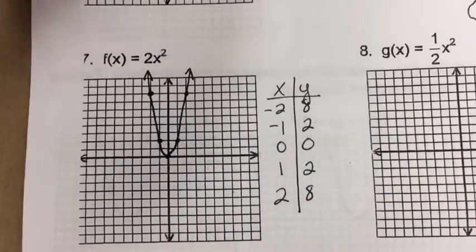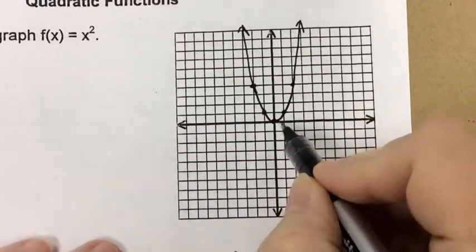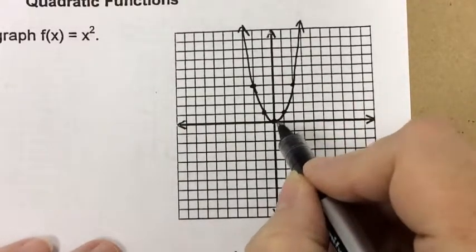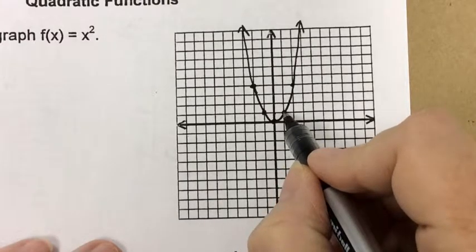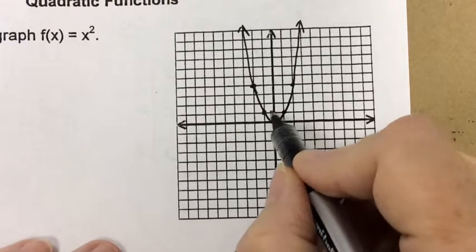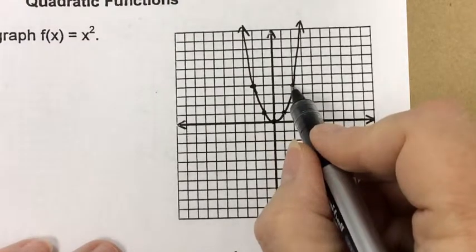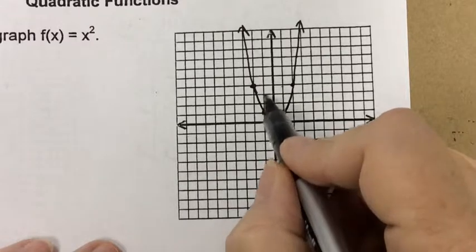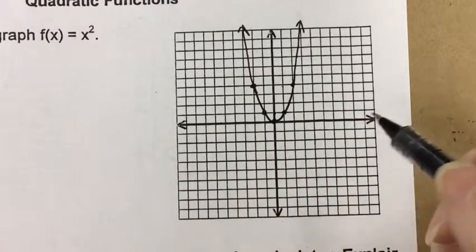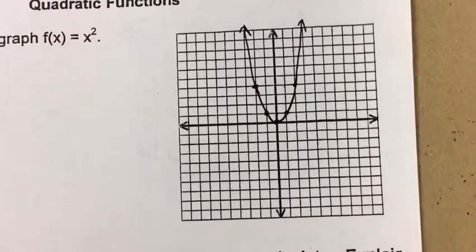If we go back to our parent function, and this would be a good thing to memorize, to get from my vertex to this point, I go up 1, over 1. Then from this point, I go up 3, over 1. And same thing here, up 3, but to the left 1. That's a pattern that constantly shows up in these parent function graphs.